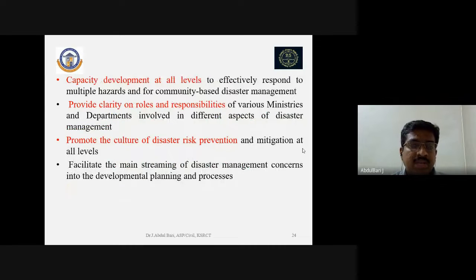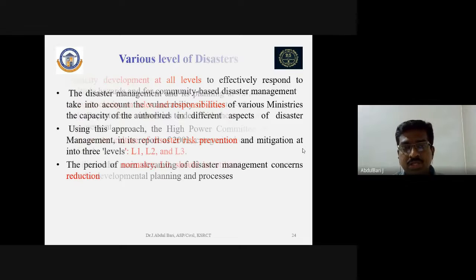The other disaster management objectives are capacity development at all levels to effectively respond to multiple hazards and for community-based disaster management, and to provide clarity on the roles and responsibilities of the various ministries involved in disaster management activities. Many ministries and departments will be involved in various phases, that is the preparedness phase, mitigation phase, and post-disaster phase. Their roles and responsibilities will have some clarity because of this management plan. It also aims to promote a culture of disaster risk prevention and mitigation at all levels, and to facilitate the mainstreaming of disaster management concerns in the development planning and process.